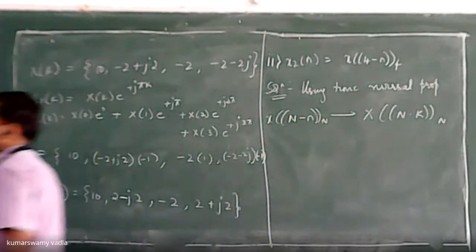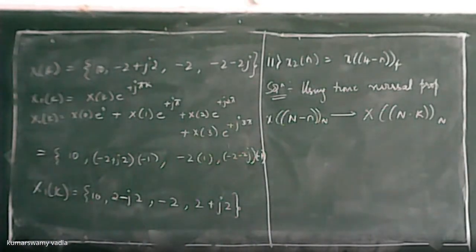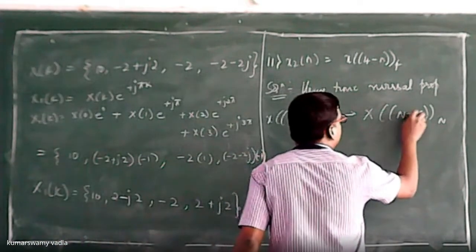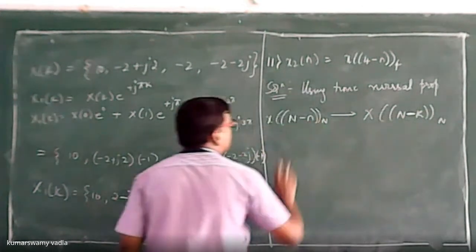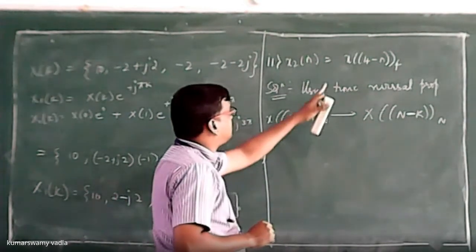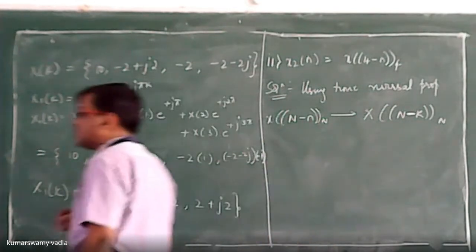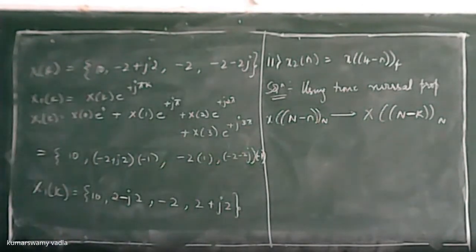So what are you going to write down, friends? Capital N is 4, according to the question. So you want to write X of 0, 1, 2, 3. So capital X of 4 minus 0. Next, capital X of 4 minus 1 is equal to 3, right? Yes or no, students?